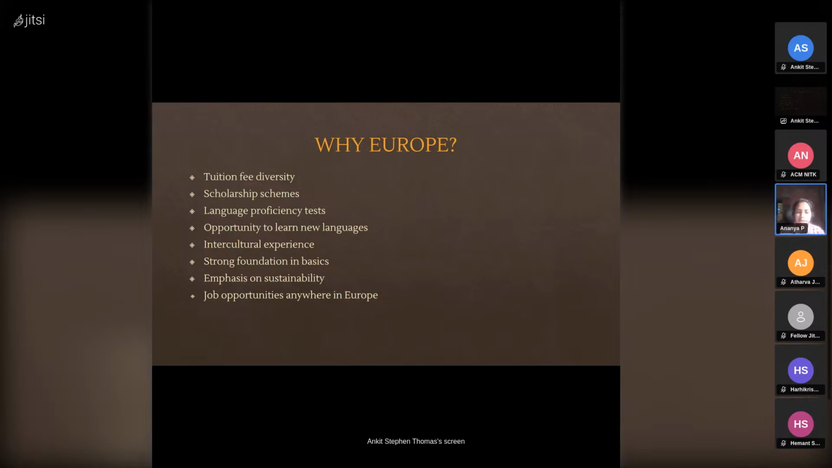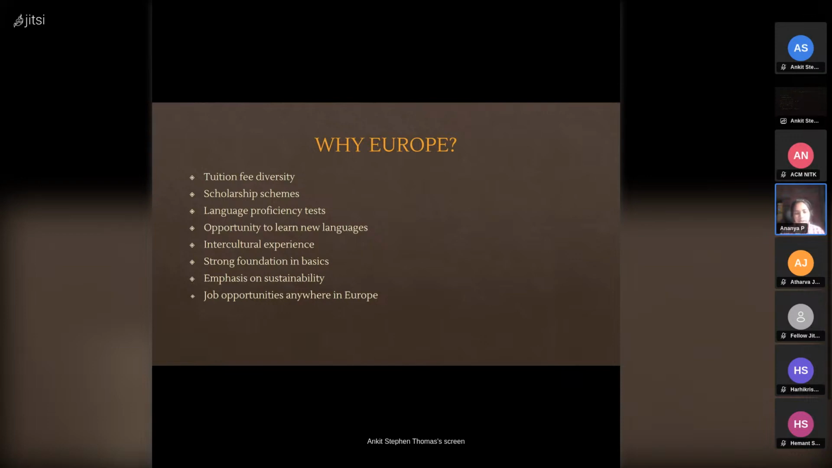The third reason is the language proficiency test, which is either the TOEFL, IELTS, or GRE, which is usually required for an MS application. When it comes to Europe, I would say almost 90% of all the universities require only IELTS, which is a very easy exam to crack. The other speakers will be talking about some of the IELTS tips in the further slides. And you don't need any special preparation as such for IELTS. Just around 10 to 15 days of mock tests is more than enough.